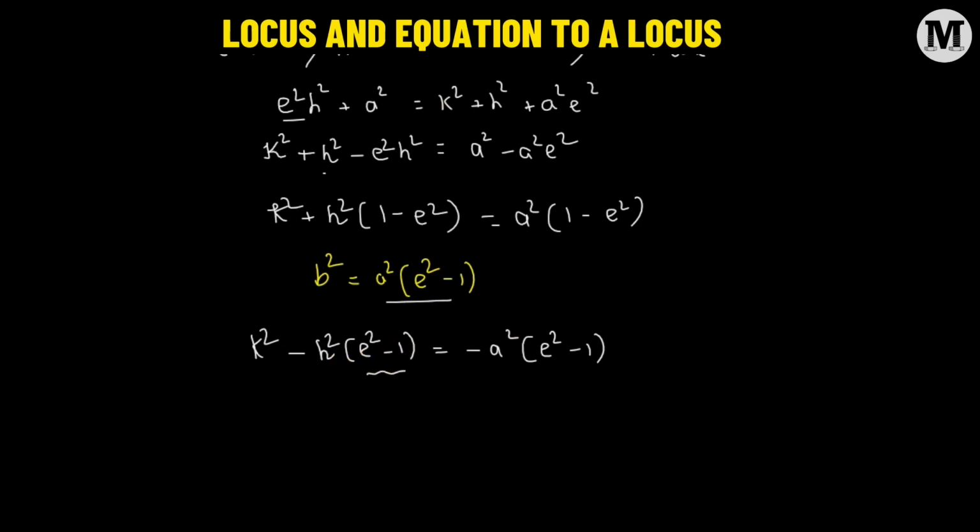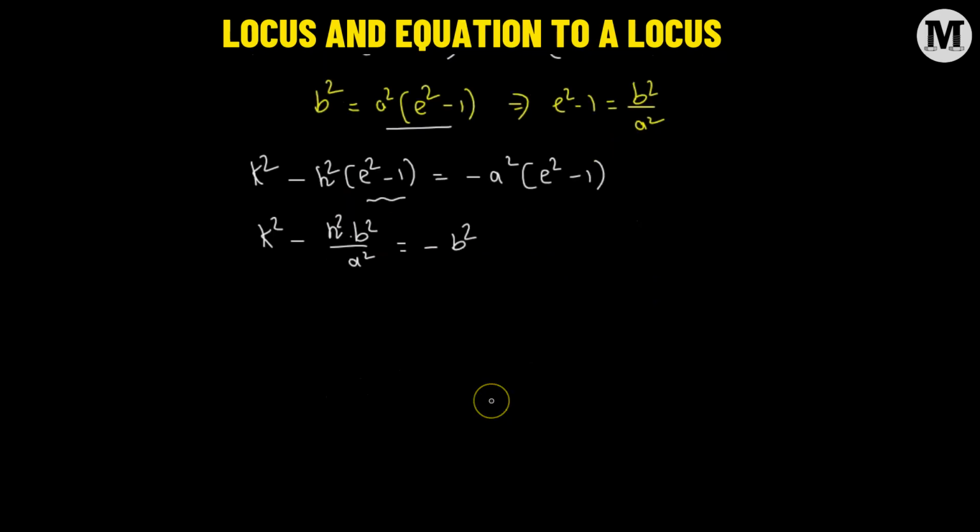So this can be also expressed as, if we isolate E squared minus 1, this will be the ratio B squared to that of A squared. So let's substitute all the required values. So we have K squared minus H squared times B squared over A squared. That will be equal to negative B squared. Fine. So now we'll divide each term by B squared. So let's divide with negative B squared. So we have negative K squared over B squared.